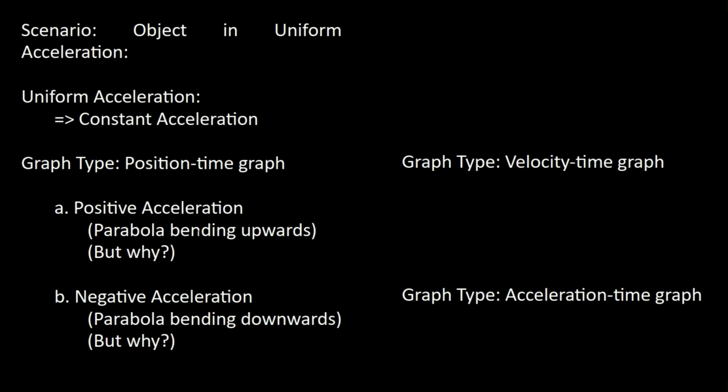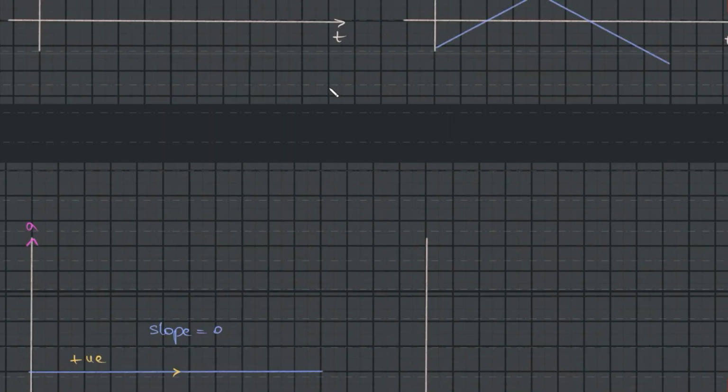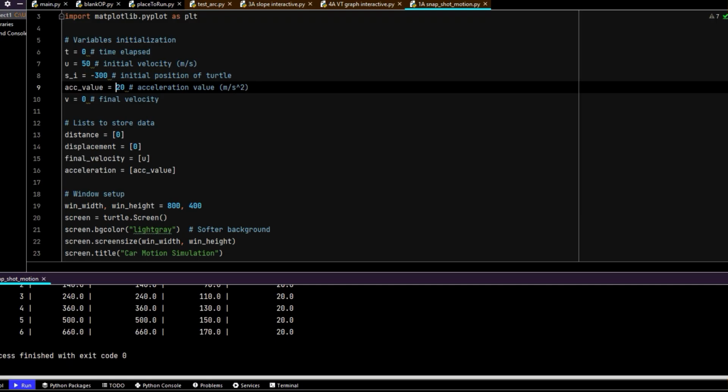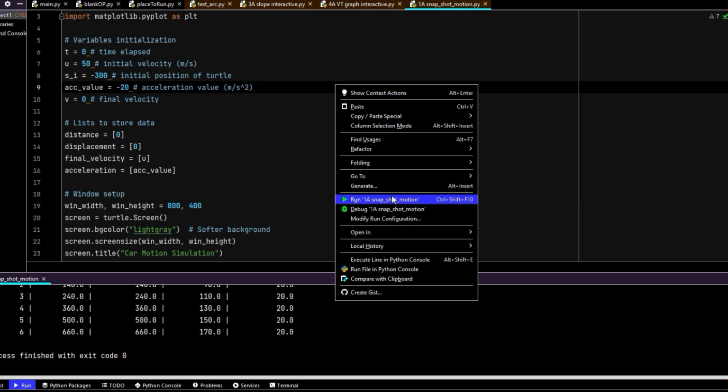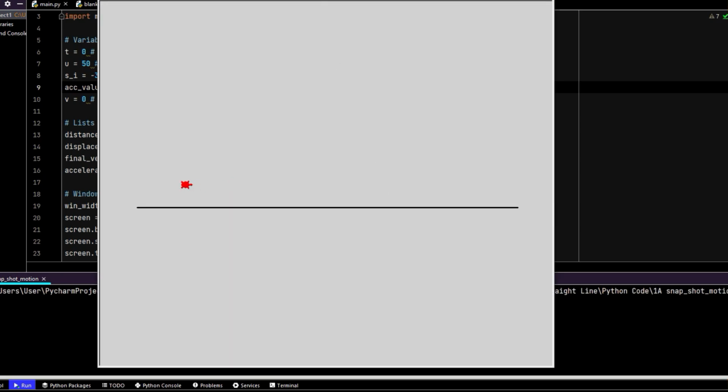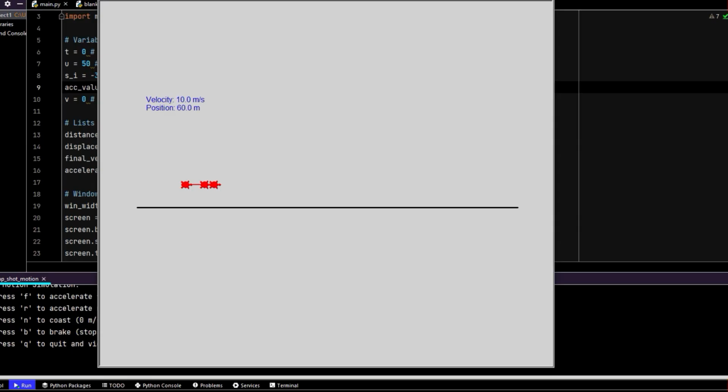Okay, so parabola bending upward, but why? Parabola bending downward, but why? So we have a parabola bending upward. Means what? Every moment of time, the distance being covered is increasing. Parabola bending downward would be something like this. So let me show that as well. I'm decelerating the object and then making it move in the opposite direction. So the turtle is decelerating and it's going back.